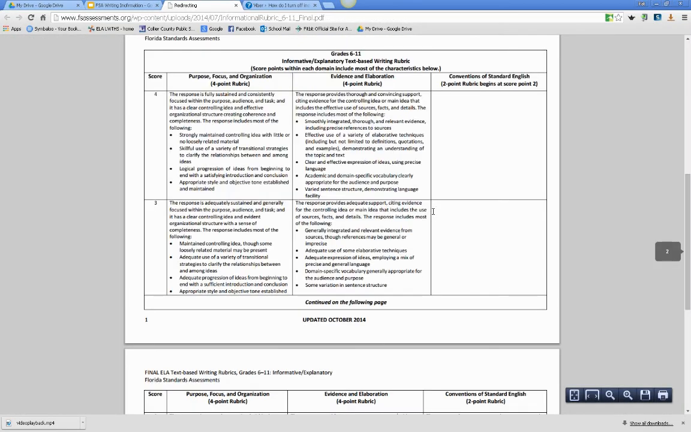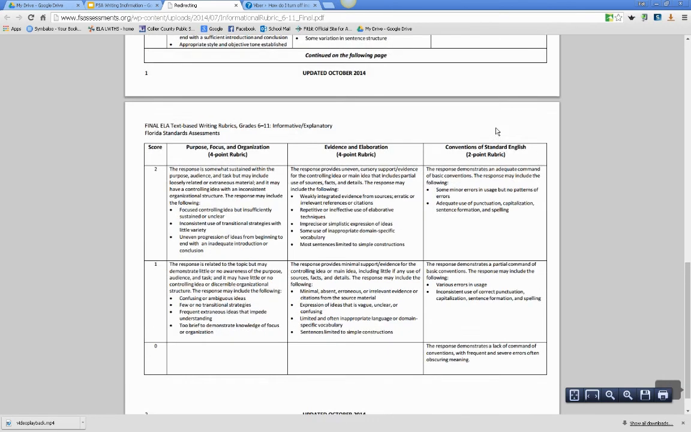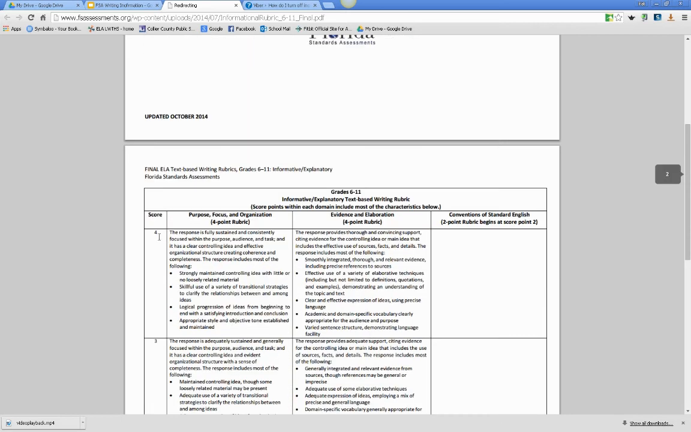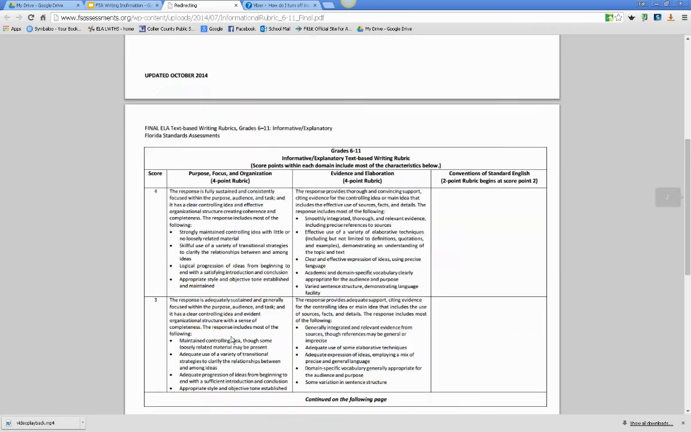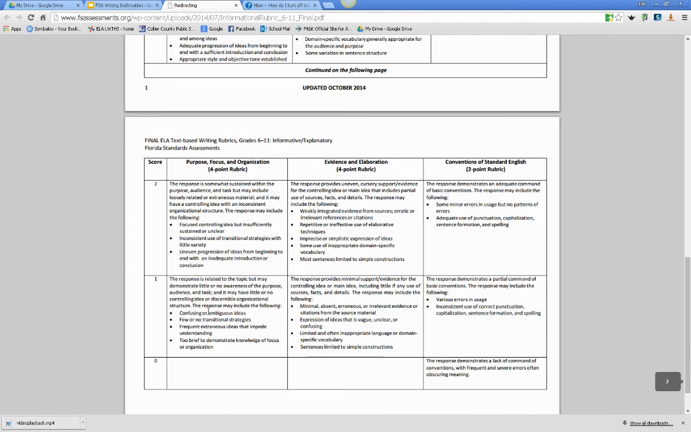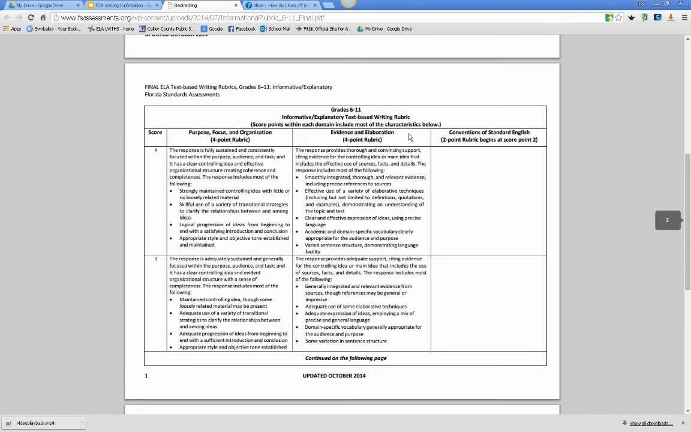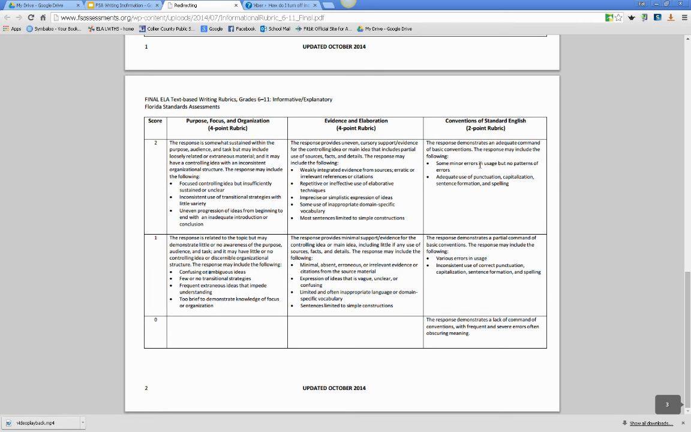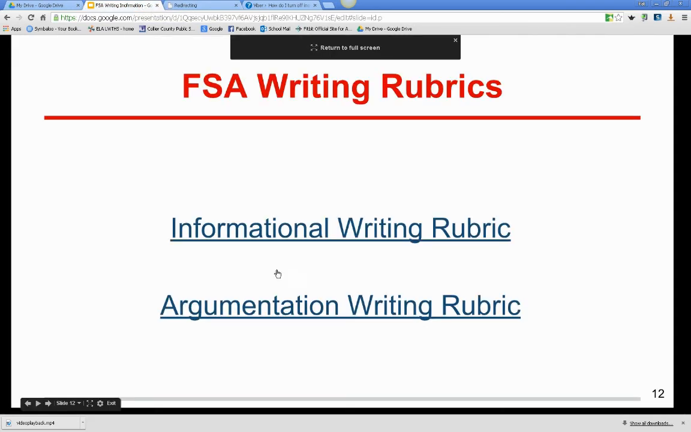If you are interested in looking at the complete rubric online, here is the link. You received copies of these rubrics earlier in the year, but if you'll notice here, we have a vertical alignment, purpose, focus, and organization, going from 4 to 3 to 2 to 1, and then evidence and elaboration going vertically as well. You'll notice that under conventions, there is no 4 or 3, because as we said, its scale is from 2 to 0. And so there is a link for the argumentation rubric and the informational rubric on this page.